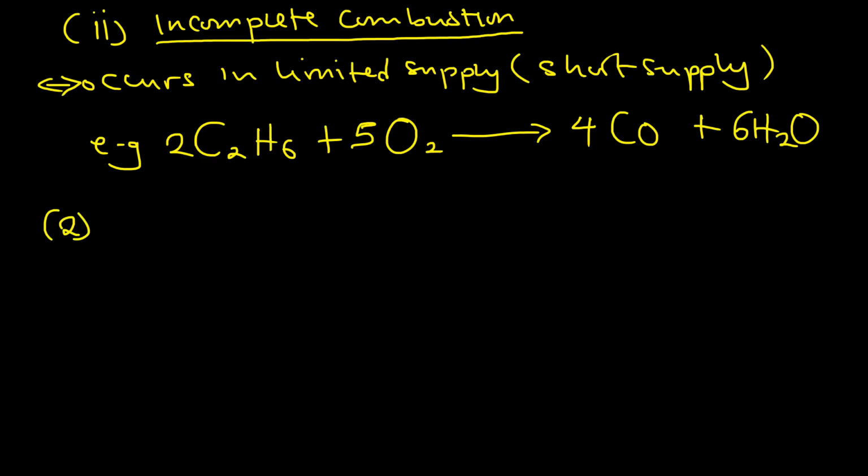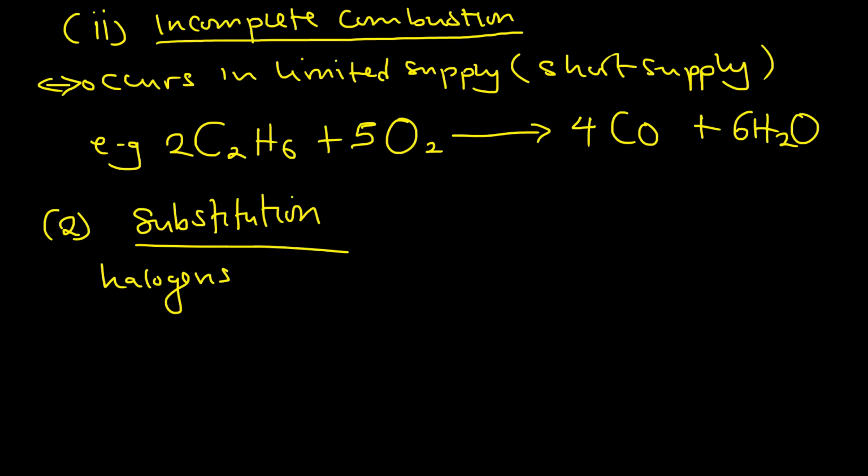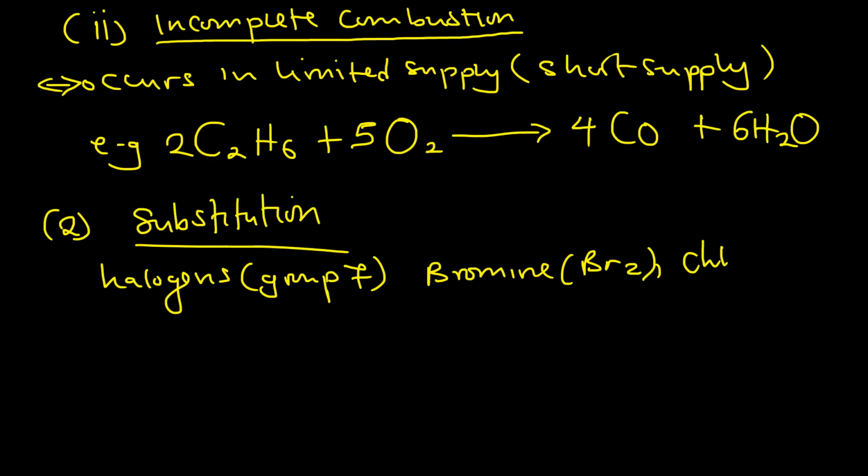So we look at the second type of reaction. The second type of reaction that alkanes undergo is substitution. I bet you have an idea from the term substitution. Under this one, alkanes undergo substitution reaction with the halogens. Now, halogens, you just know that this is the special name for group 7 elements. Examples of these group 7 elements include bromine, written as this, and also chlorine, which is written as this.